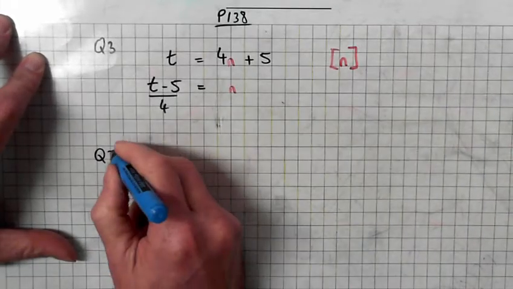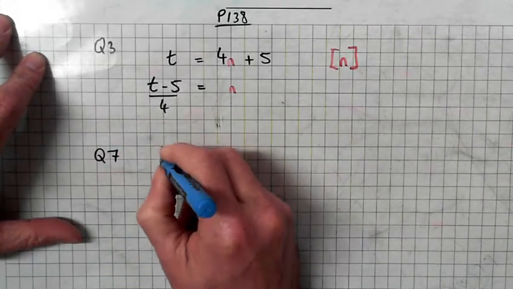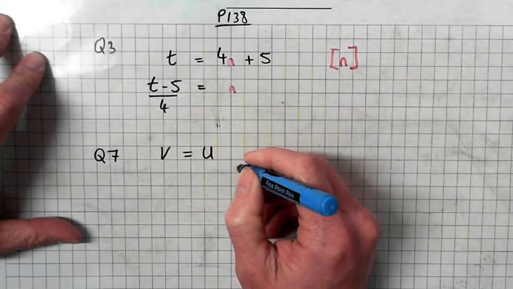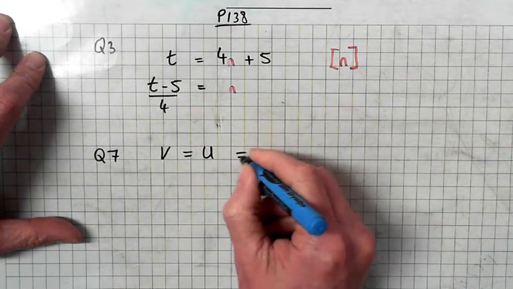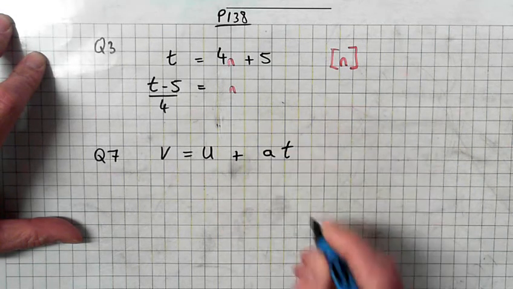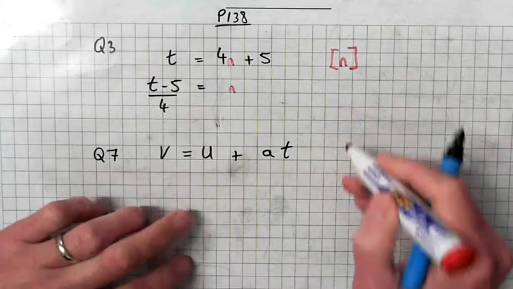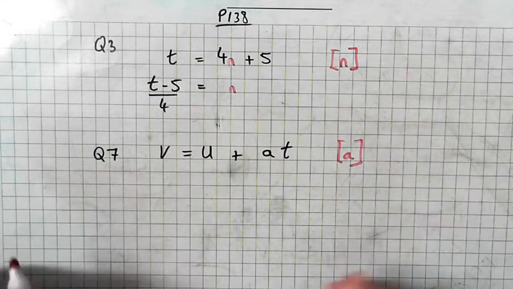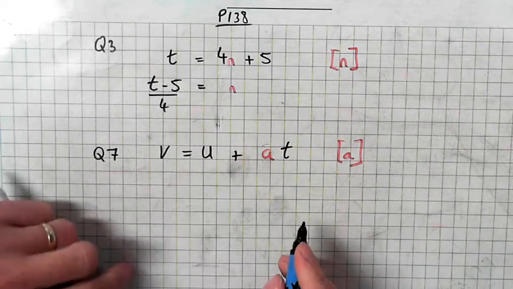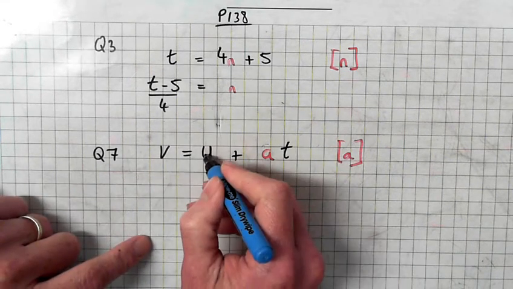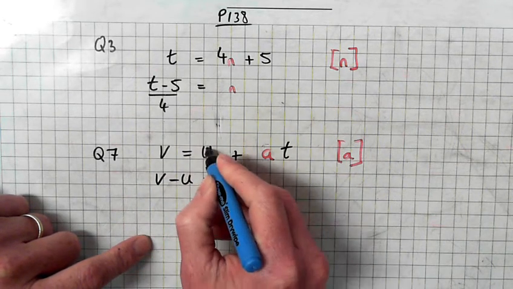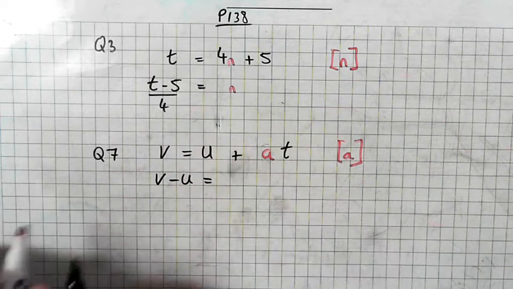Question 7, for example. If you're doing physics, this is a formula for velocity. So final velocity, initial velocity, acceleration and time. In physics you'll have to rearrange your formula. So you want to find acceleration, so you want to put acceleration on its own on the left hand side. So we'll move the u across: v minus u, so plus u becomes minus u, is equal to at.